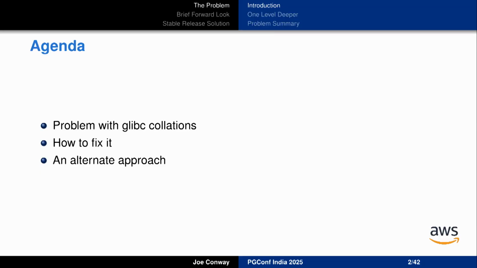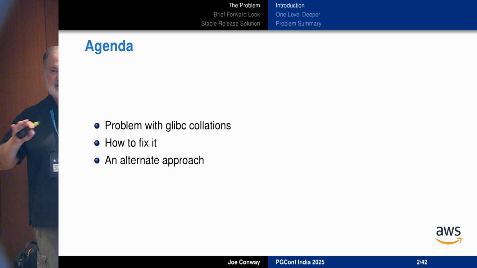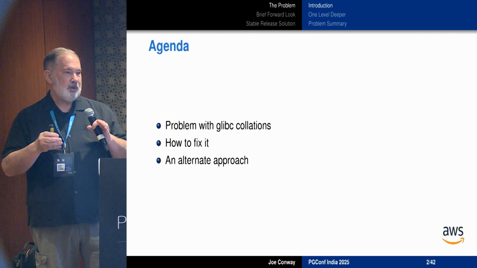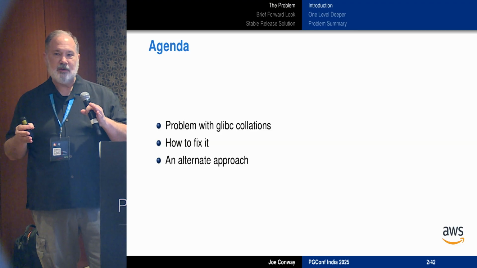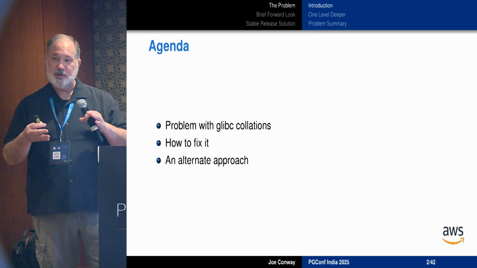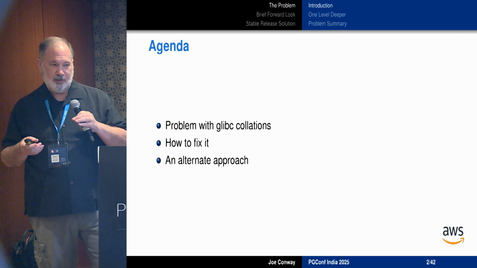Assume if you're here, you already at least have an inkling that there is a problem. Is anyone not aware that there's a problem with collations and glibc versions? Okay, so that's good. I will warn you, you will probably be very scared by the time you walk out of here, because you probably are not fully aware of the extent of the issue. But I will also talk about how you can fix it and an alternative approach that we are using at Amazon, and we open sourced it, and it's available for use by other people if they want to.